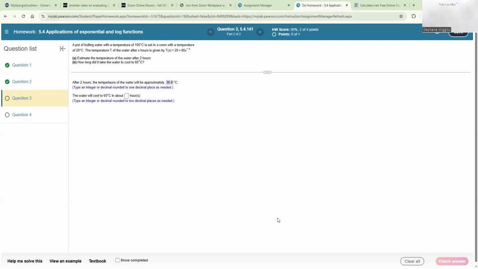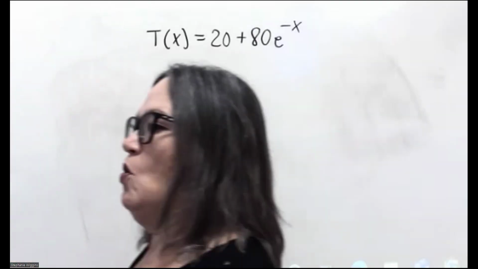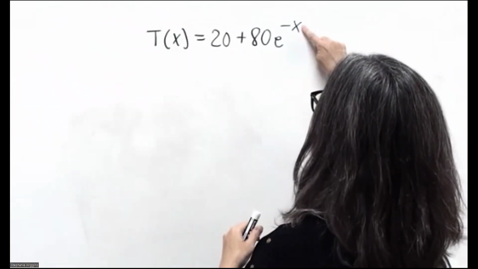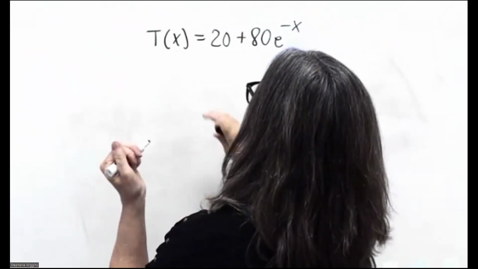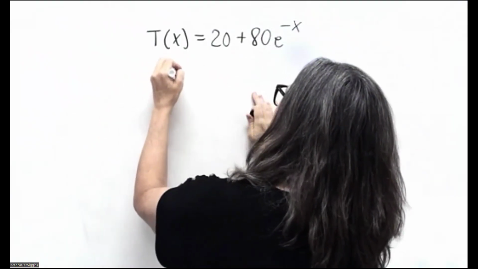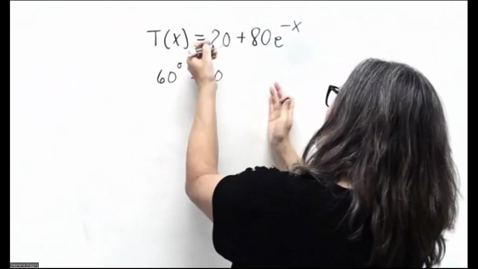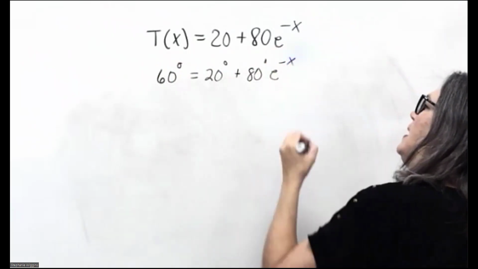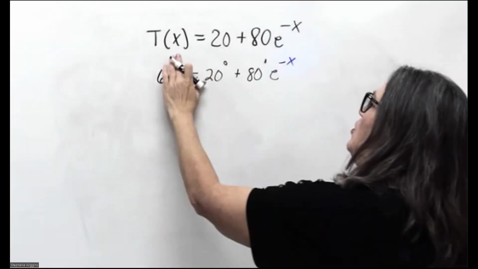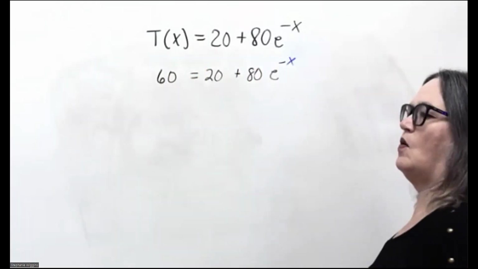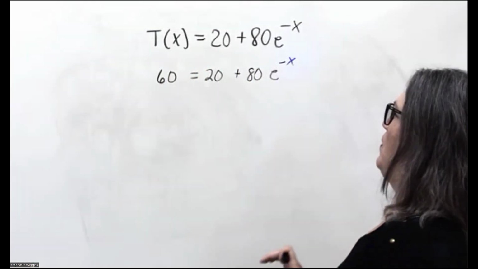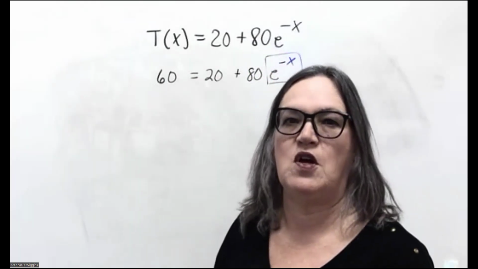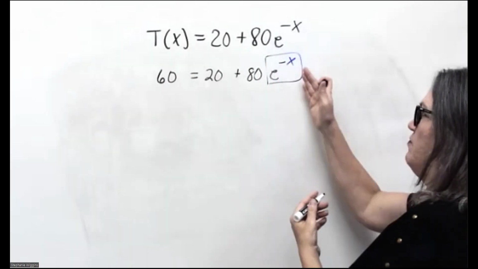All right, so let me do that real quick. So we were given the temperature to be 60 degrees. So instead of plugging it in here, because remember, this is the time, we're given the temperature, so it's 60 degrees equals 20 degrees plus 80 degrees e to the minus x. You don't have to write the degrees if you don't want to. Those might just get in the way. Okay. So to solve this, what we need to do is isolate this piece right here. We need to get that by itself so that we can then find x.